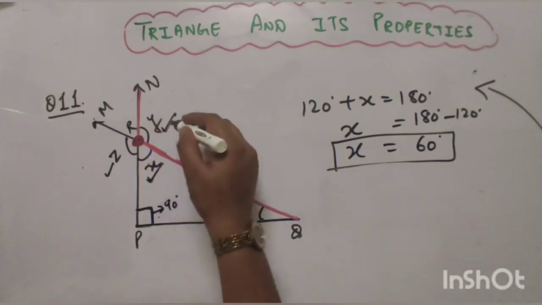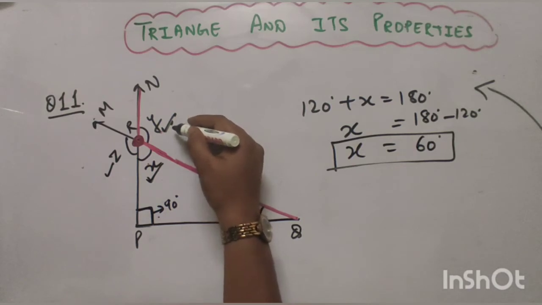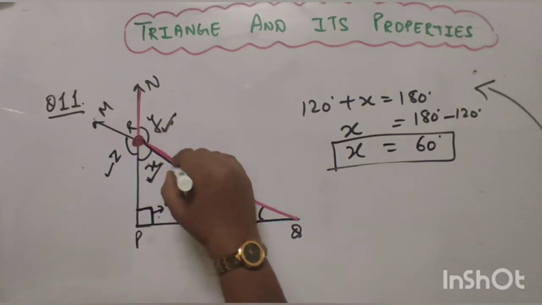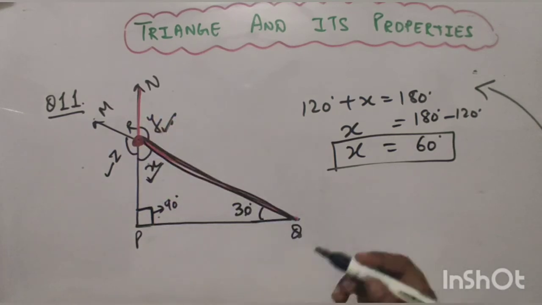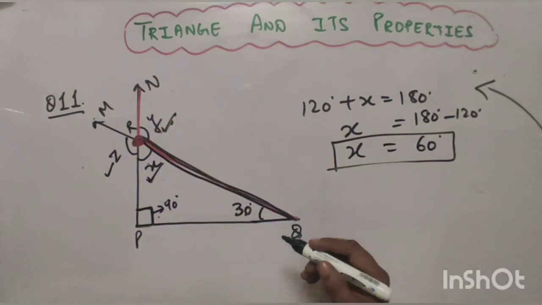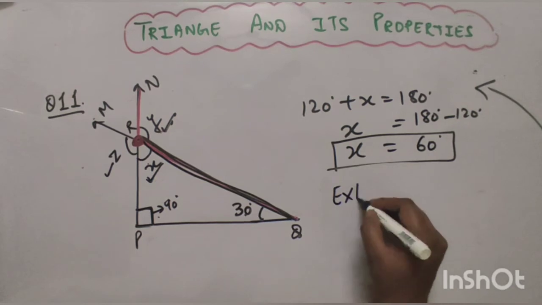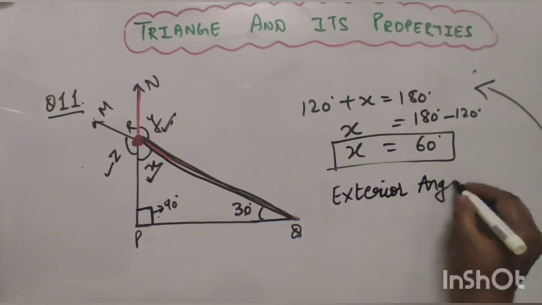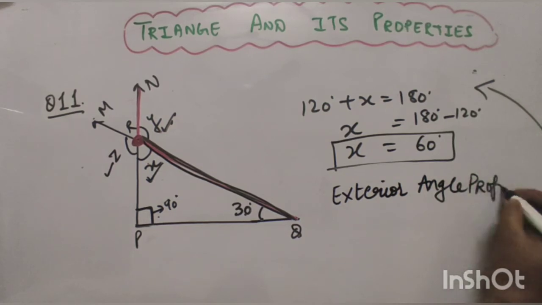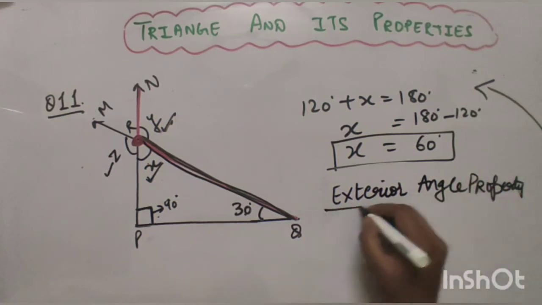So as you can see here, y is an exterior angle. Why so? Because it is using one of the sides of a triangle as an arm, right? And so now when we know that it is an exterior angle, so definitely I am going to use the exterior angle property, and I know that you have also thought of the same.